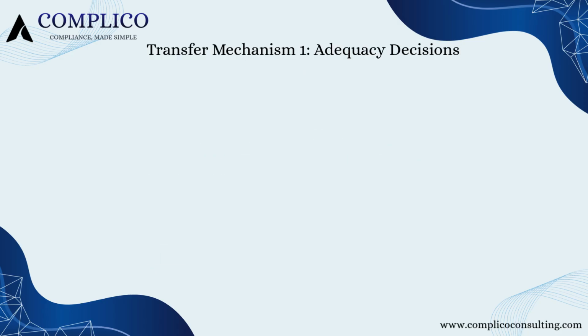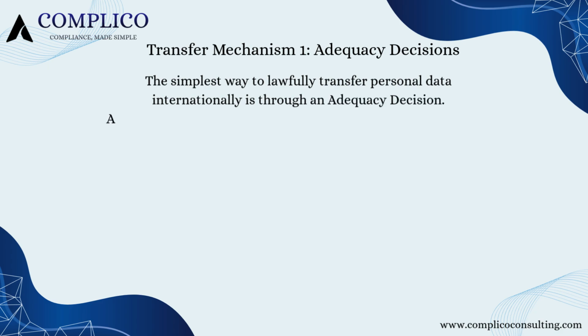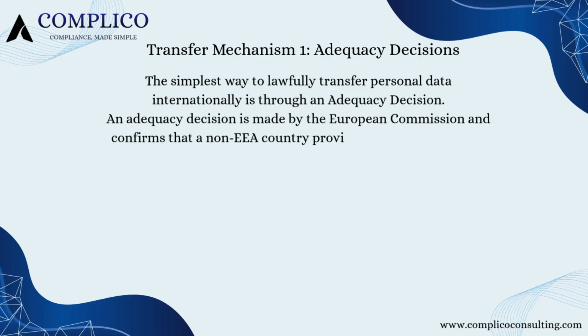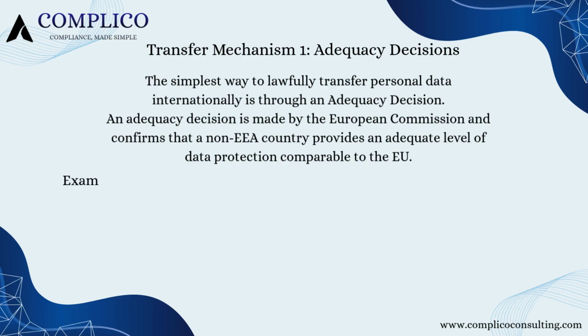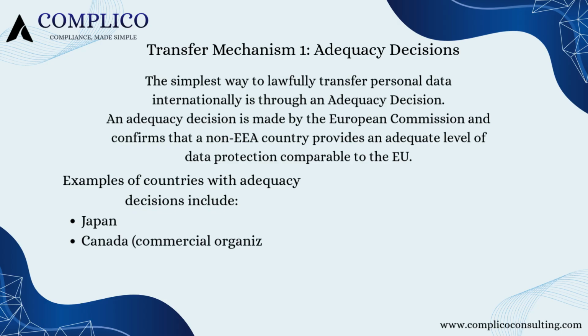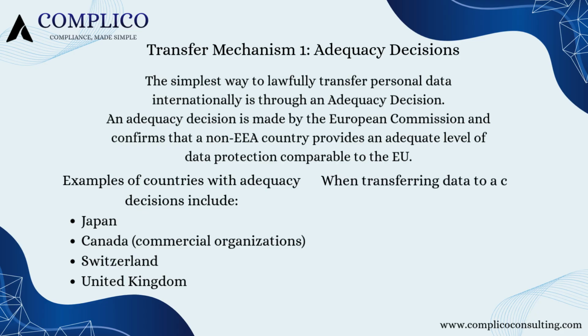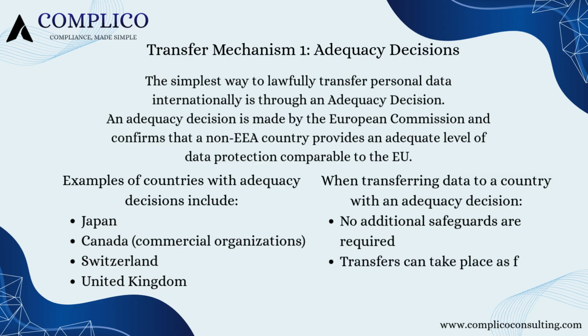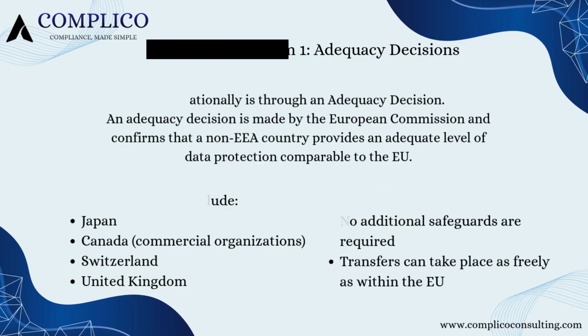Transfer Mechanism 1. Adequacy decisions. The simplest way to lawfully transfer personal data internationally is through an adequacy decision. An adequacy decision is made by the European Commission and confirms that a non-EEA country provides an adequate level of data protection comparable to the EU. Examples of countries with adequacy decisions include Japan, Canada (commercial organizations), Switzerland, and the United Kingdom. When transferring data to a country with an adequacy decision, no additional safeguards are required. Transfers can take place as freely as within the EU.